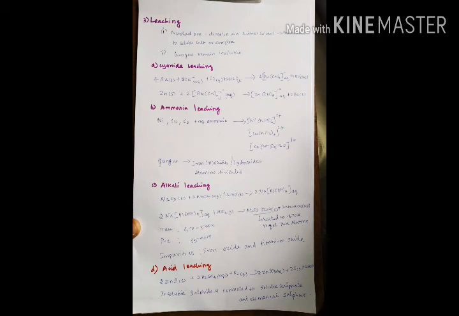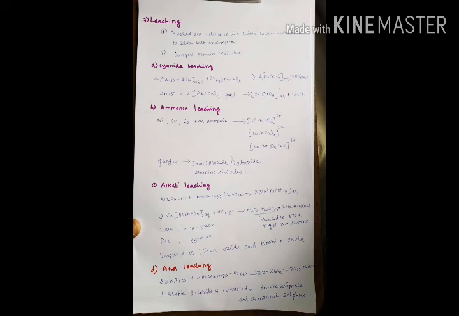Next one is alkali leaching. Here the ore is treated with aqueous alkali to form a soluble complex. The best example is bauxite, which is the ore of aluminium. It is heated with a solution of sodium hydroxide or sodium carbonate at a temperature of 470 to 520 Kelvin and a pressure of 35 atmospheres. Here the alumina in bauxite, the ore of aluminium, is converted into a complex, sodium metaluminate, which is in the soluble form.